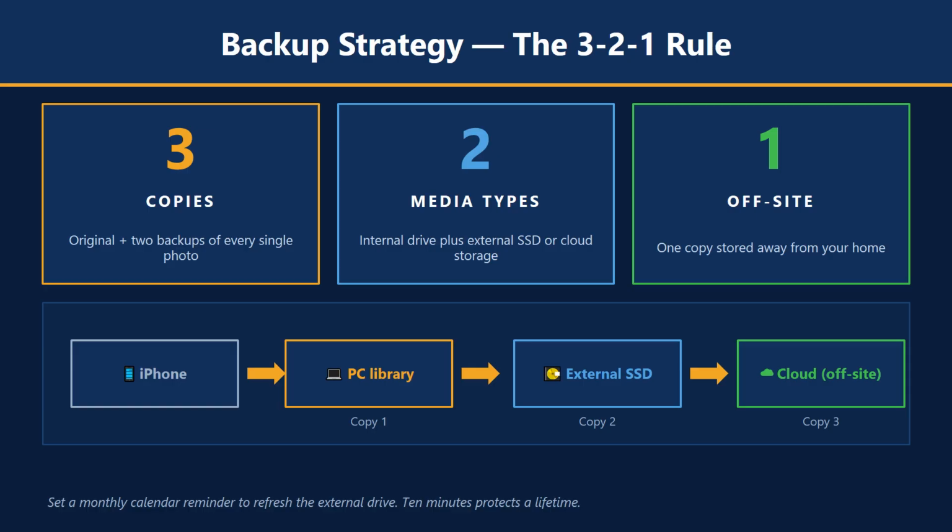Here's the frustrating part most people run into. You take a beautiful 48 megapixel photo on your iPhone, you send it to your PC, and when you open it, it looks soft, the colors are flat, and the file is a fraction of its original size. That's not your camera's fault.